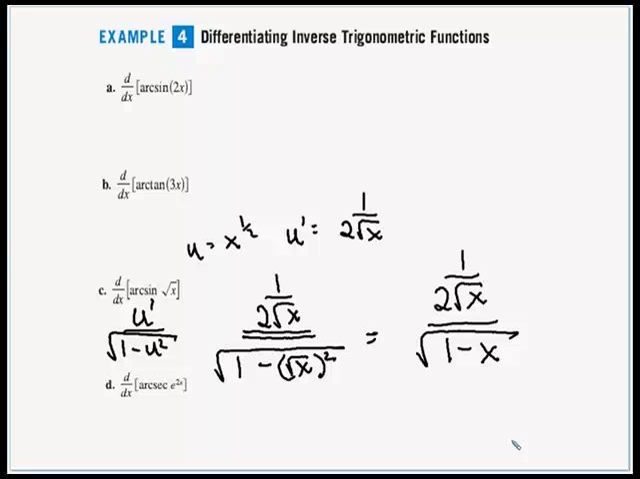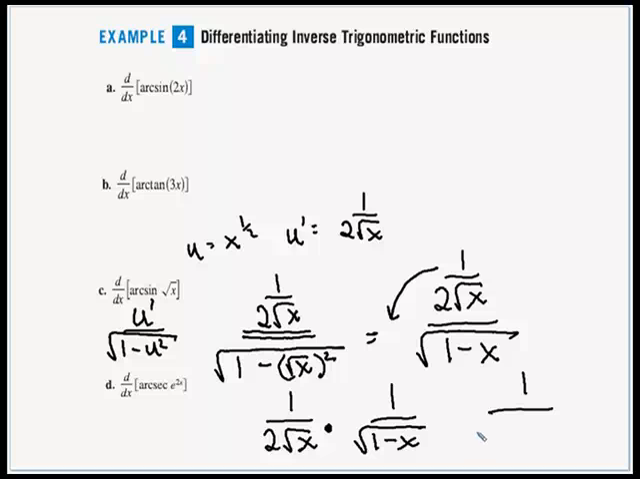And it is kind of bad manners to leave fractions within fractions. So this fraction up top, we can drag it down front, and we could write it as 1 over 2 square roots of x times 1 over the square root of 1 minus x. And then we can multiply straight across. We'll have a 1 in our numerator. We'll have a 2 times the square root of x times the square root of 1 minus x.